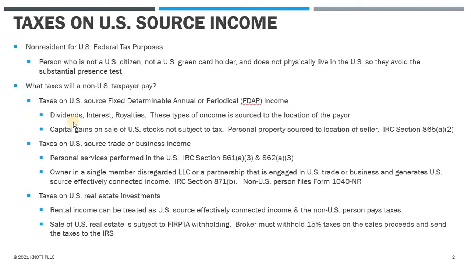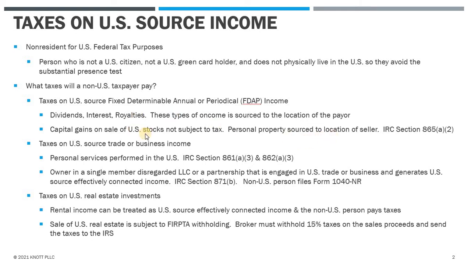Now, the other thing that's really important to remember here is capital gains. So when you sell US stocks or bonds, the capital gains on the sale of those stocks are generally not subject to tax. And this is because it's not U.S. source income, right? The sale of stocks are treated as personal property. And when you sell personal property, the source of the personal property is the location of the seller, right?